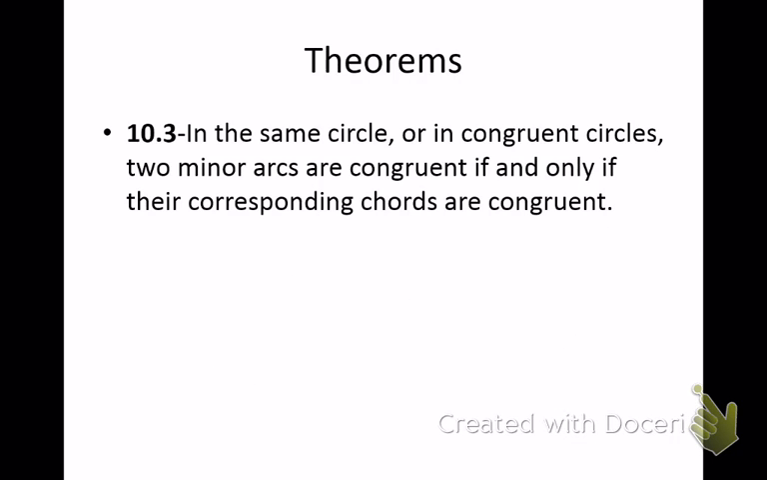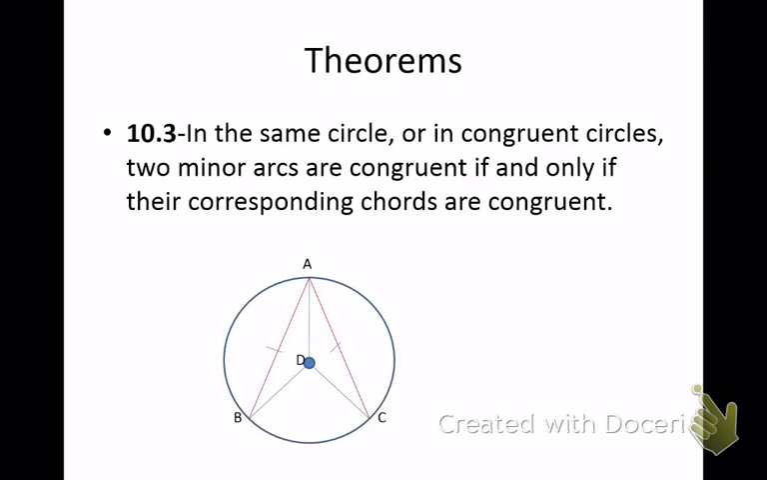So, some theorems for you. Okay? At any time, if you need to, stop the video and draw things out, go ahead. I'm going to go ahead and talk through. But first theorem here: in the same circle or in congruent circles, two minor arcs are congruent if and only if their corresponding chords are congruent.